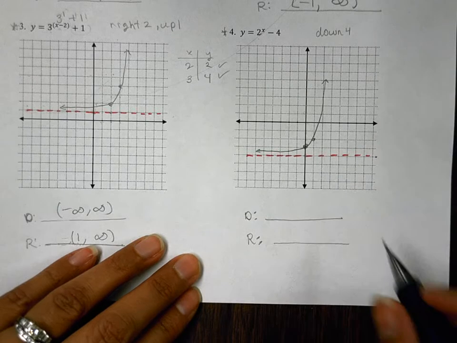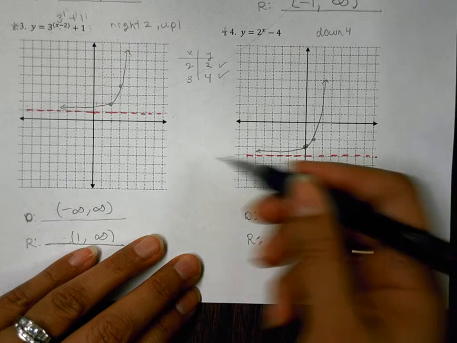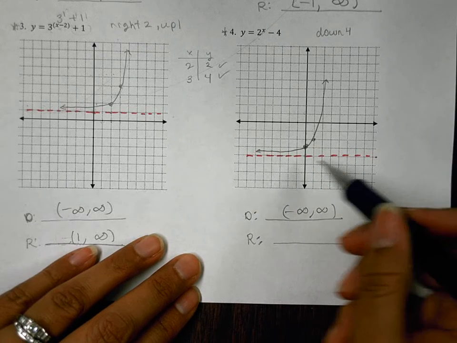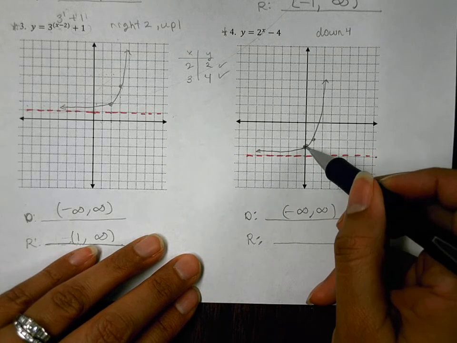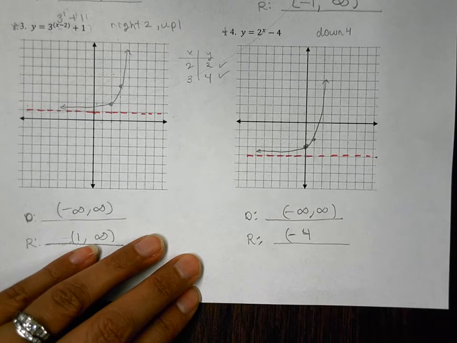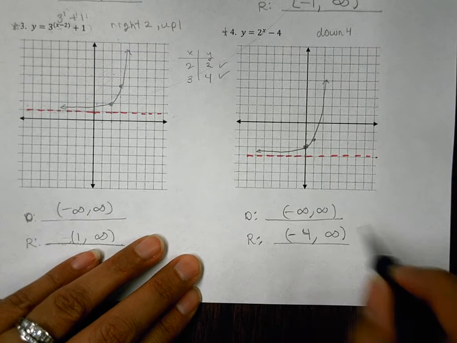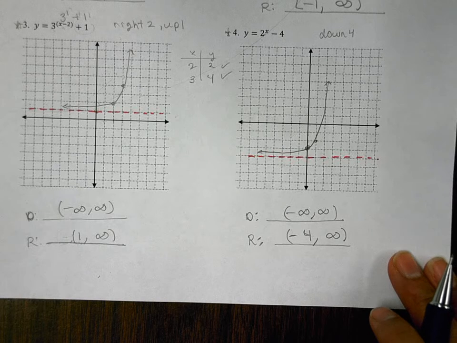Domain negative infinity to infinity, because I'm going left and right forever. Range, the lowest I get is 1, 2, 3, negative 4. I never hit the negative 4, but I get really close. So I'm going to put parentheses, comma, and then I go up to infinity forever. All right, and again, I will clarify some of these in class.